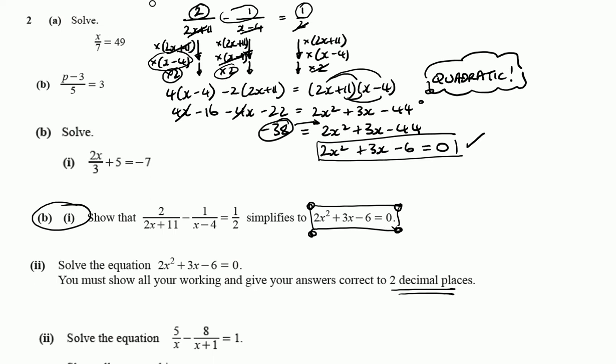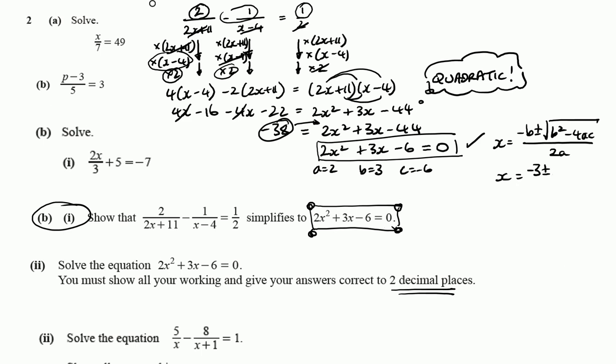Now we're asked to solve this equation. They've asked me to round my answers so I know that I can't factorize it. In this case, I'm going to use the quadratic formula. So that is x equals minus b plus or minus the square root of b squared minus 4ac, all divided by 2a. And in this case, a equals 2, b equals 3, and c equals minus 6. So I'm going to go ahead and substitute all those numbers into the formula.